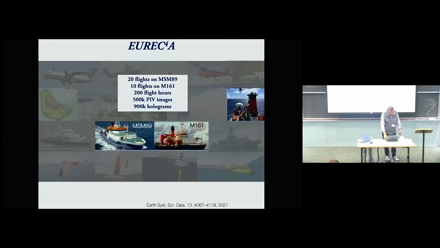Okay, so let's just keep going. We did this campaign here. We were on two ships. The small kite was on this one, the big kite was on that one. We have 20 flights, 10 flights on the other ship. We have 200 flight hours in total. We have 500,000 PIV images, they're all in clouds, and we have 900,000 holograms that we have to analyze.